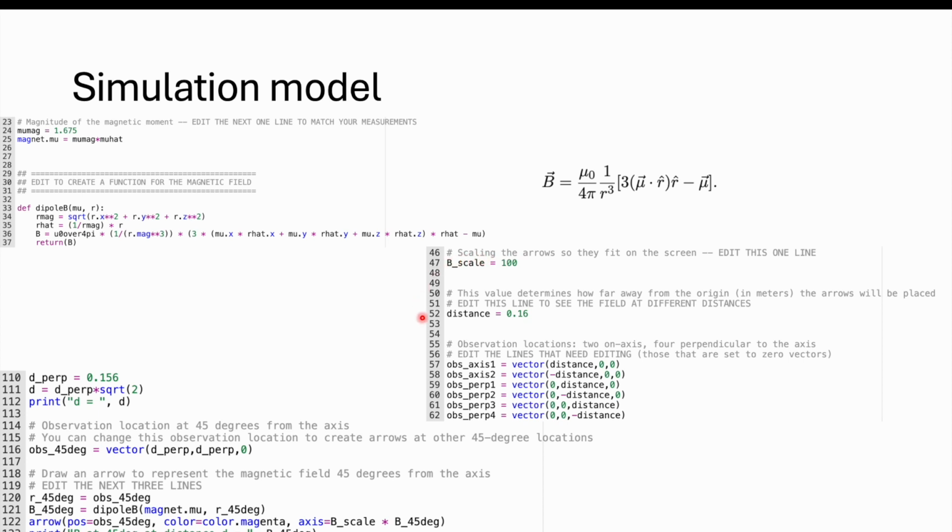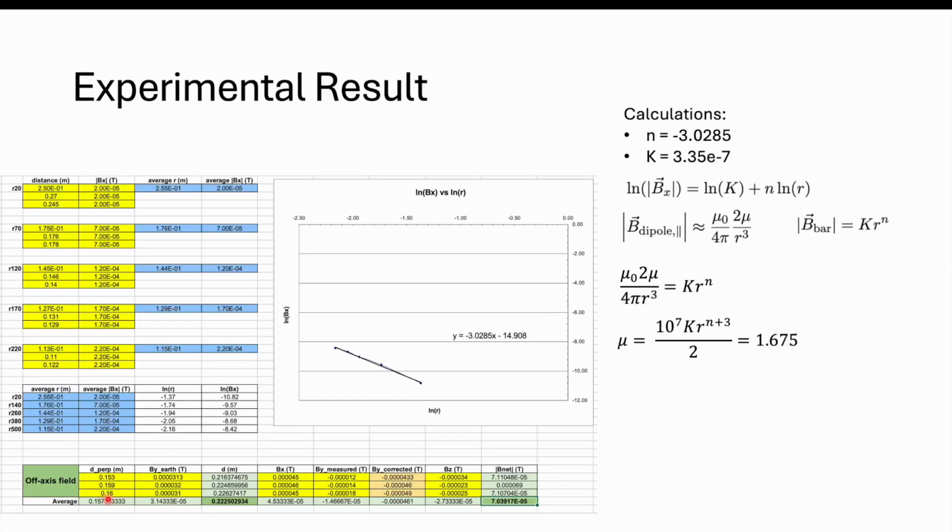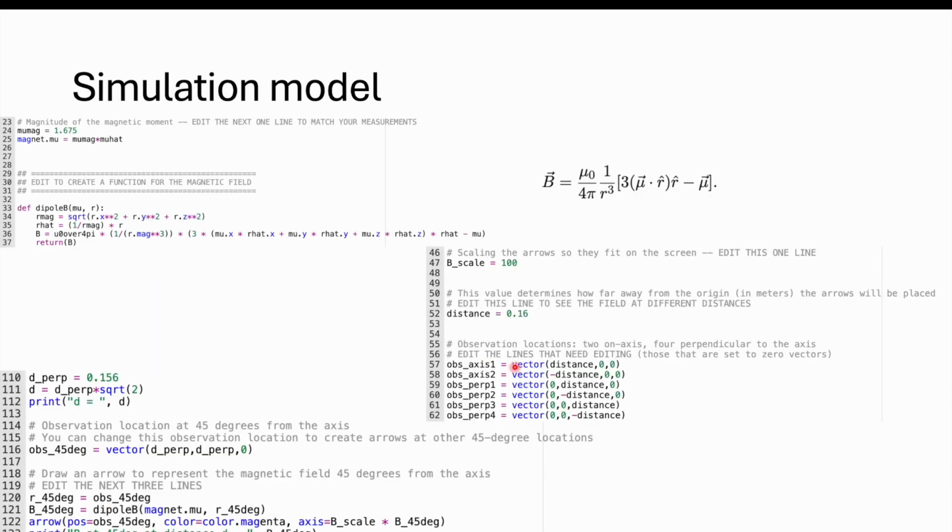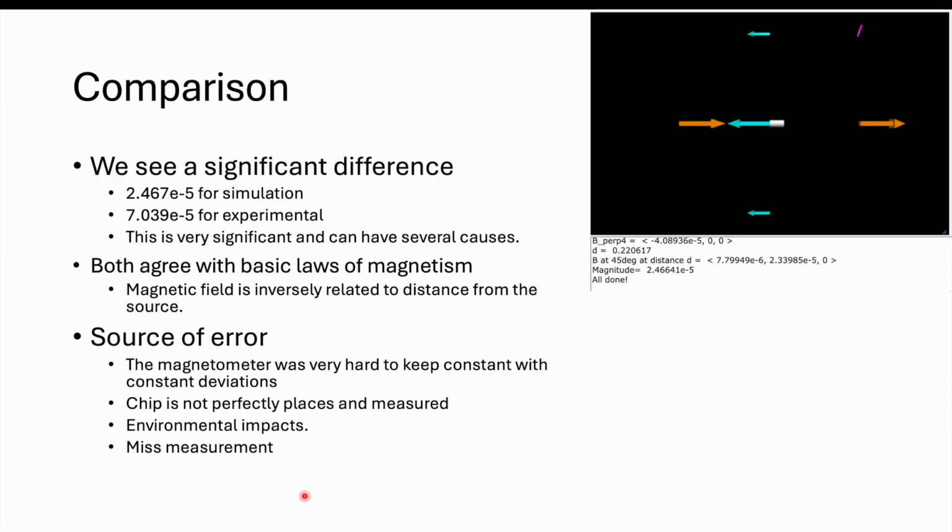Here we have the scaling as well as the distance that we've previously found, about 0.16 meters. Here are all the observation points for the other points, and here is the distance once again that we've previously found, and here is where we calculate the magnetic field vector and also the magnitude of that magnetic field at that point.